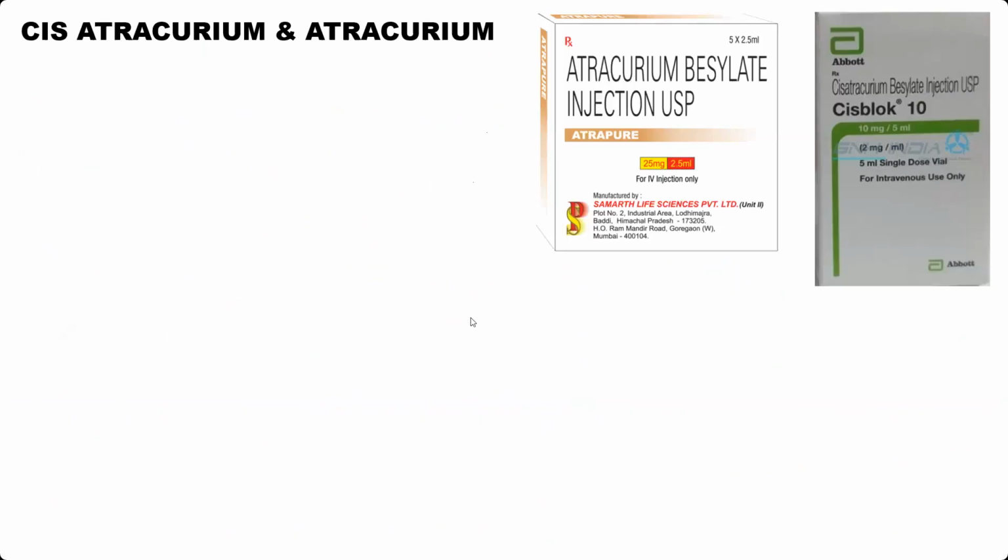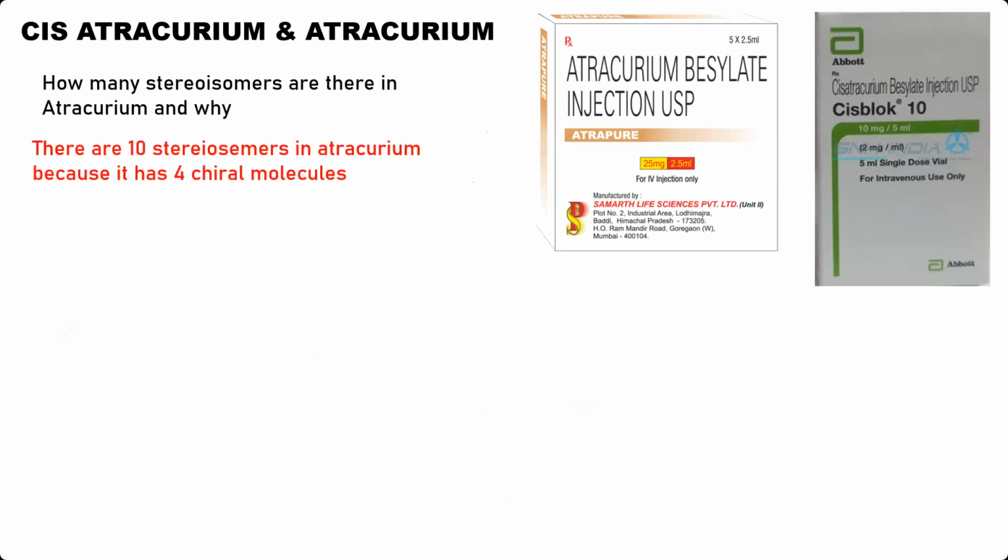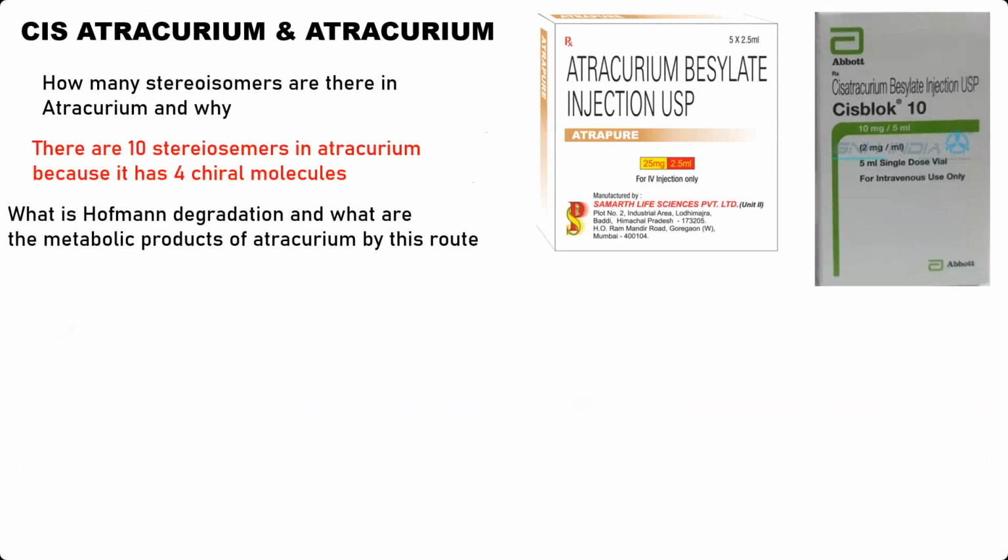Then cisatracurium and atracurium, commonly used drugs. How many stereoisomers are there in atracurium and why? 10 stereoisomers and 4 chiral centers.